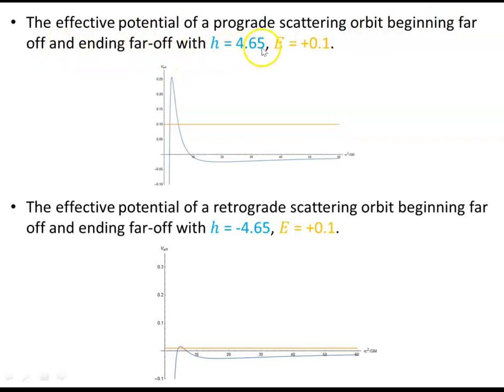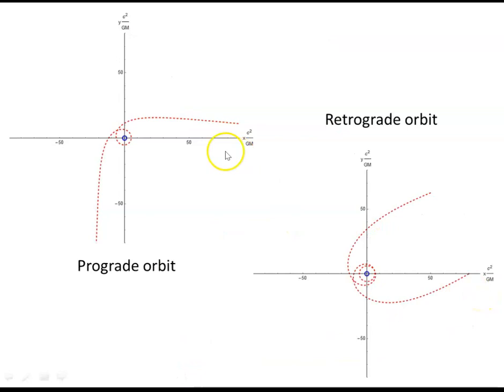Okay, here's the effective potential of a prograde scattering orbit, beginning far off and ending far off. H is plus 4.65, E is plus 0.1. Here's the effective potential. And now here's the negative case, for the retrograde scattering orbit, by simply changing plus 4.65 to minus 4.65. And the effective potential, as explained earlier. See the difference there? Let's have a look at what the orbit looks like. Okay, so here's the prograde case coming in from the right, around and scattering off. Here's a retrograde case coming in from the right, going the opposite direction and out again. And scattering.